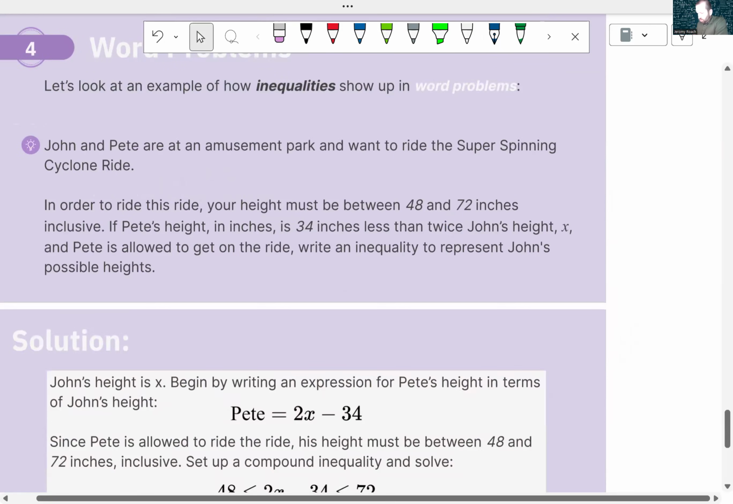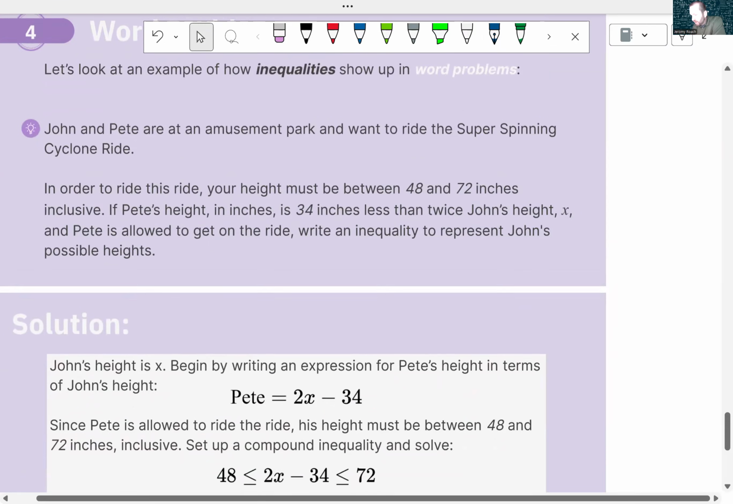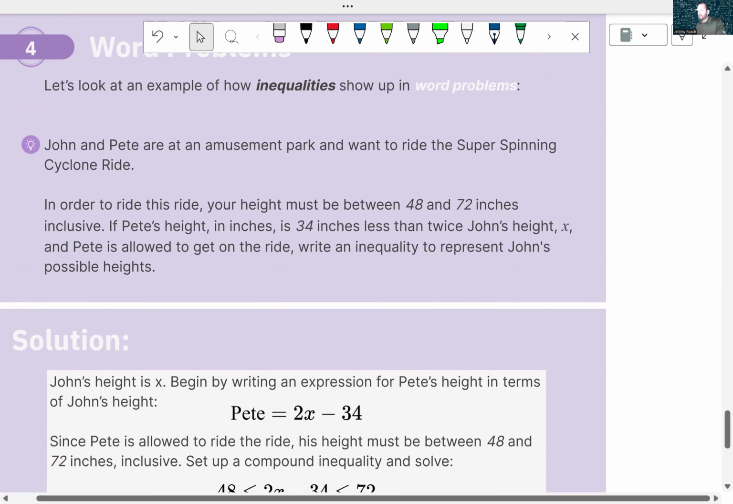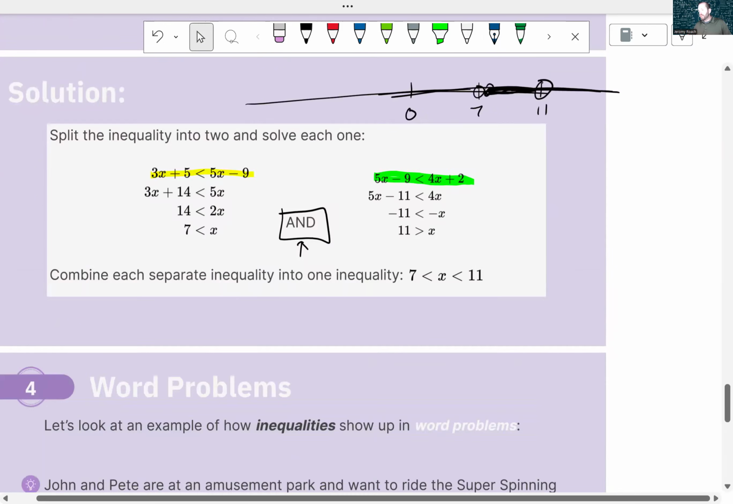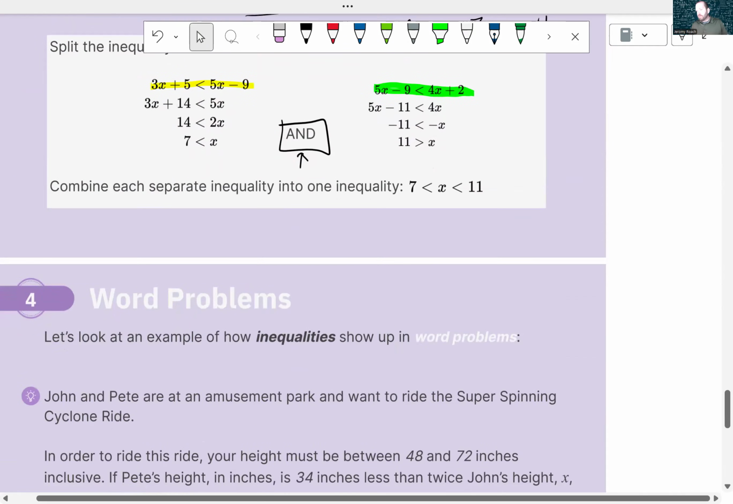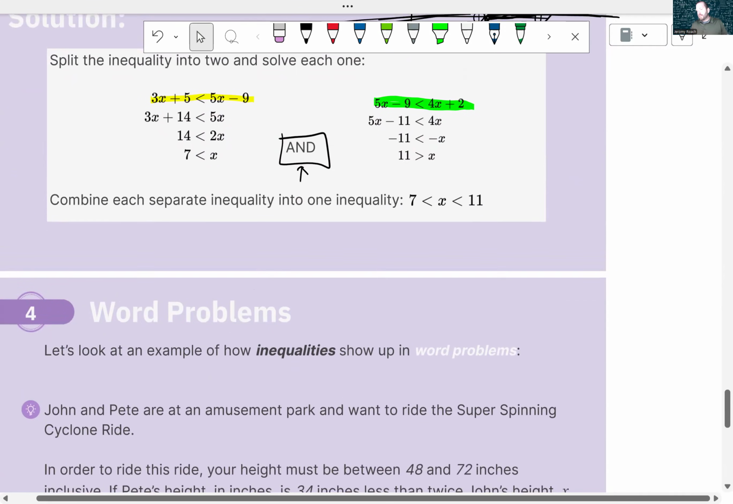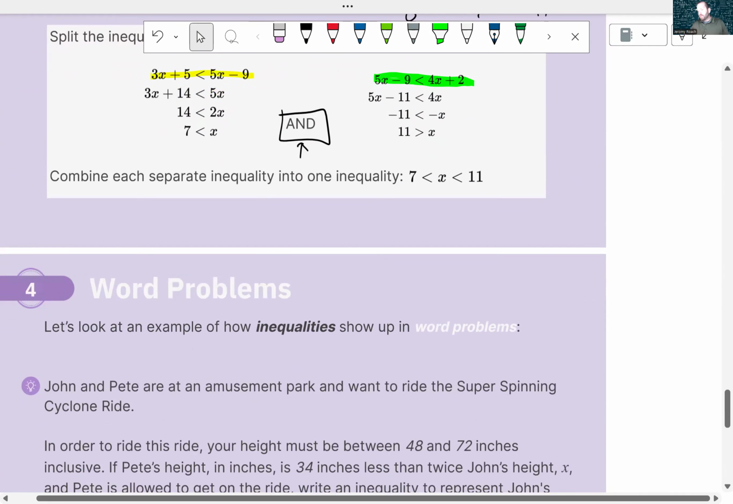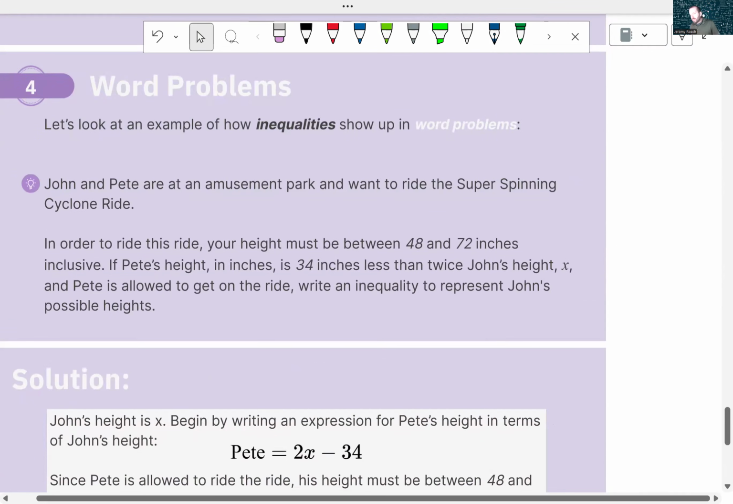Okay, word problems. You're probably going to see these on the SAT more frequently than these types of inequalities, but it is good that we went over some ways to solve basic inequalities. So let's look at a word problem.